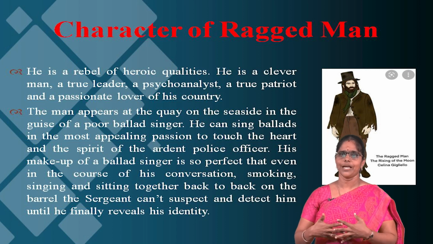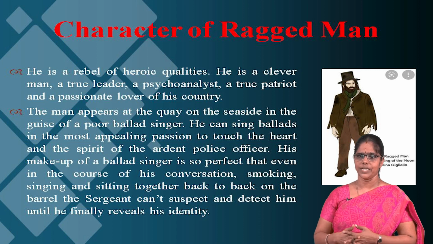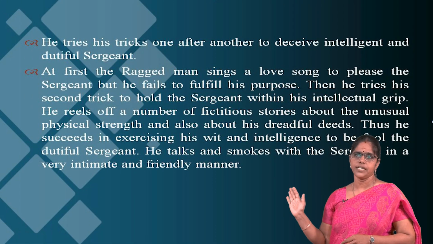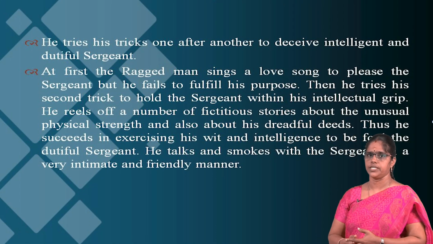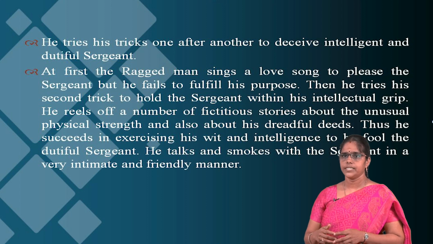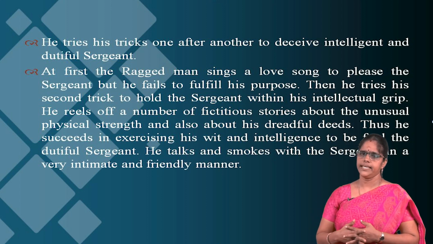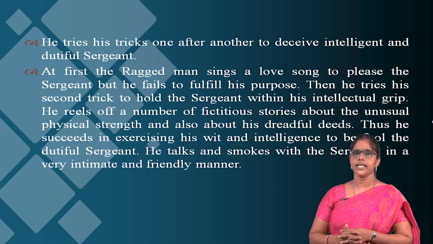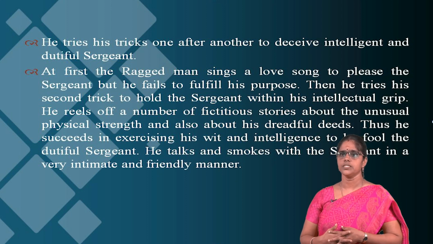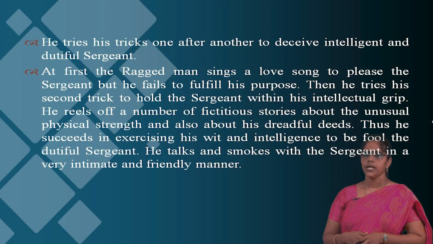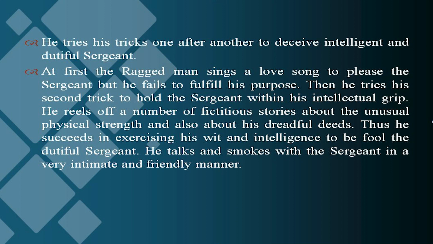His makeup as a ballad singer is so perfect that even in the course of their conversation, smoking, singing, and sitting together back to back on the barrel, the sergeant cannot suspect or detect him until he finally reveals his identity. He tries tricks one after another to deceive the intelligent and dutiful sergeant. At first, the ragged man sings a love song to please the sergeant, but he fails to fulfill his purpose. Then he tries a second trick to hold the sergeant within his intellectual grip. He reels off a number of fictitious stories about his unusual physical strength and also about his dreadful deeds. Thus, he succeeds in exercising his wit and intelligence to befool the dutiful sergeant.